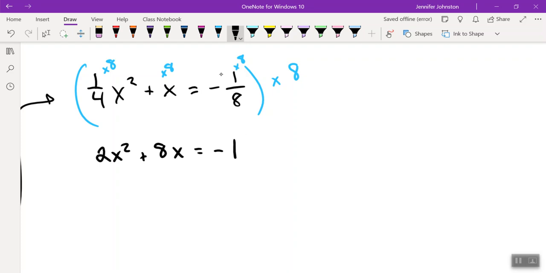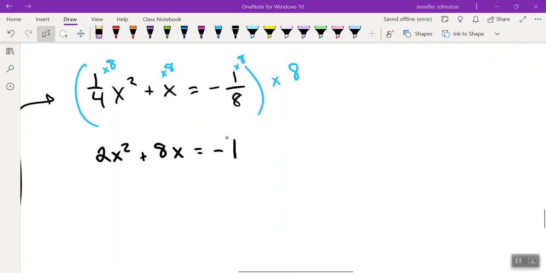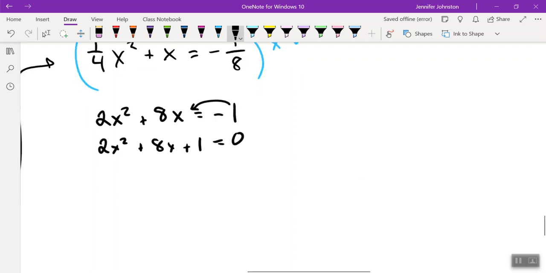Now this is the exact same equation. If you don't believe me, I'm going to go graph it right now and show you. So here we are. We can see that when I click on it, both equations are identical. So now this is a lot easier to work with. Let's bring the negative 1 over to the other side, and let's put it in the quadratic equation, a, b, and c.